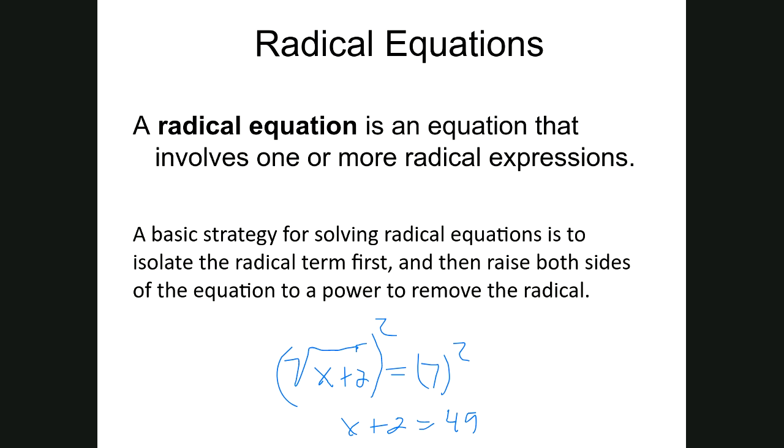Now, if this was the third root of x plus 2, then I would take both sides to the third power, because the third power gets rid of the third root. Everybody thinks if there's a radical that you just square both sides. Well, sometimes it's a third root, fourth root. You have to make sure you understand what root it is.